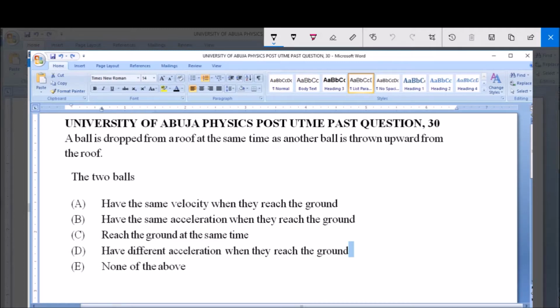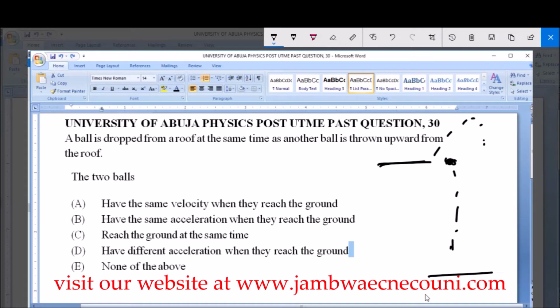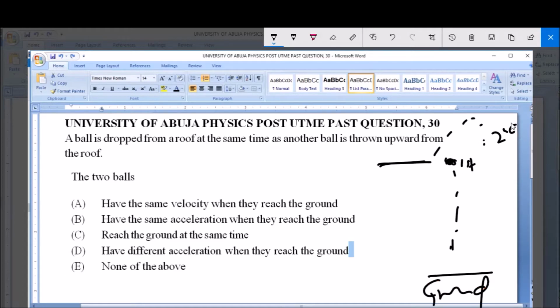Now, a ball is dropped from a roof. Let's say this is the roof. The ball is dropped directly from the roof at the same time as another ball is thrown upward. If this ball is thrown upward from the roof, what happens? The ball goes up and then it comes down. Now this one will actually come down and reach the ground before, I call this the first ball, this is the second ball. So the first ball will reach the ground before the second ball.